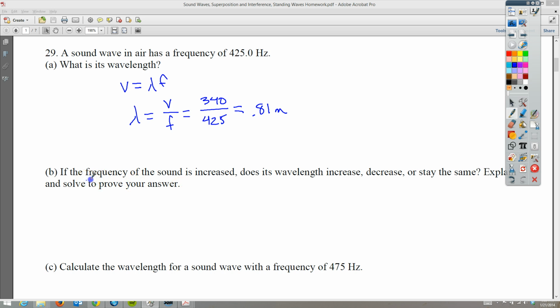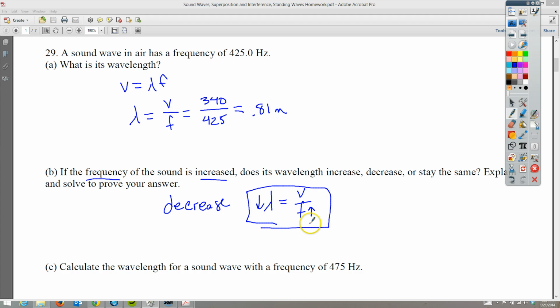It says if the frequency of the sound is increased, does its wavelength increase, decrease, or stay the same? For this one, it should decrease. Okay, so it should decrease if the frequency is increased. So we know that because wavelength is equal to speed over frequency. So if the frequency goes up, we know that the wavelength has to go down. Typically on AP tests, they ask you to do this, so you want to make sure that you're as thorough as you can be with the time that you have.